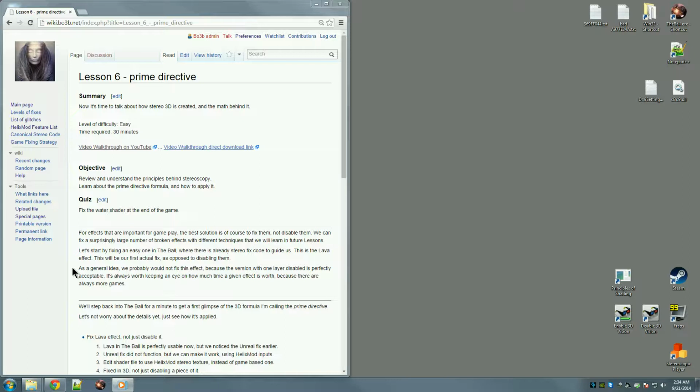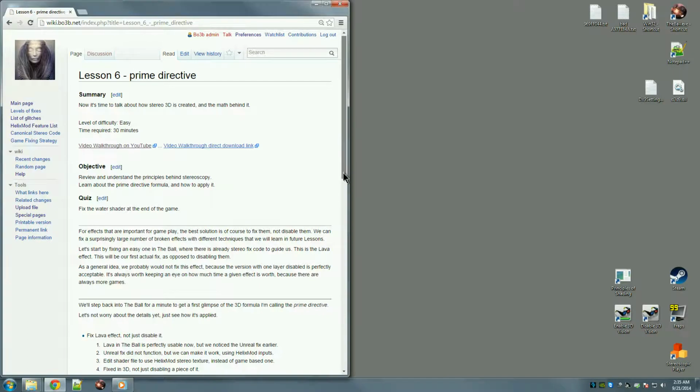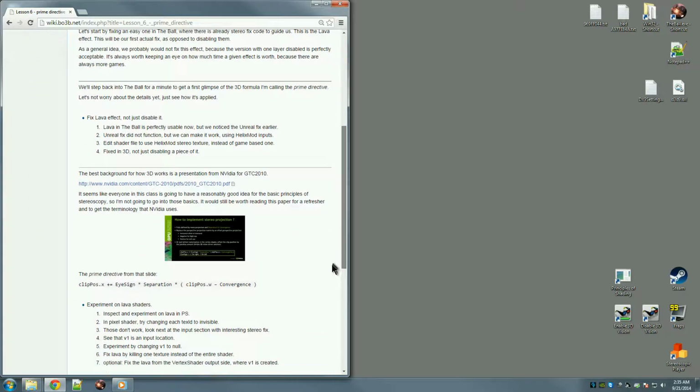So we're going to use the ball again as our example, and we're going to fix the lava in there. The primary reason to do that is because there's already stereo code there, and we can take a look at that, and that'll actually be a little bit more clear as we step through some of that particular code. So let's go ahead and get cracking. We're going to go ahead and take a look at the ball and get a glimpse of the 3D formula.